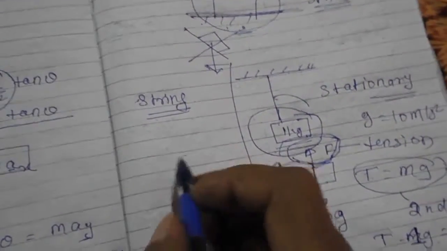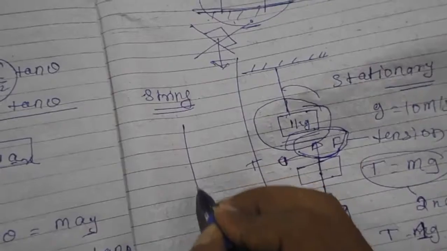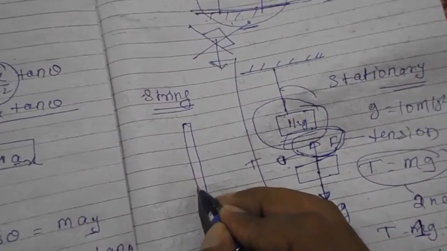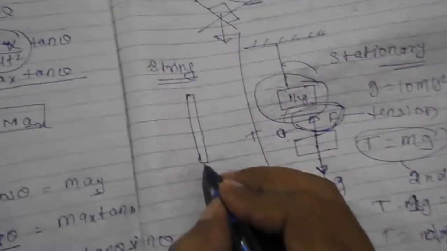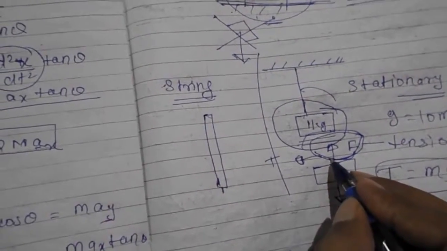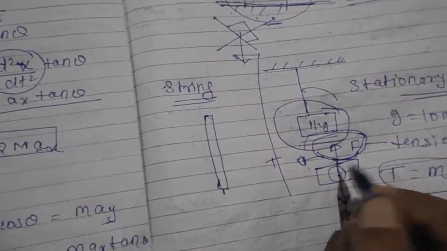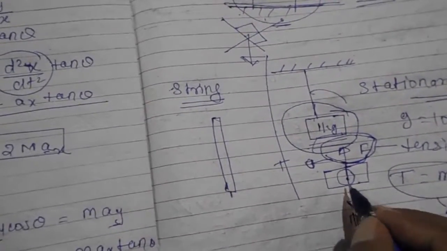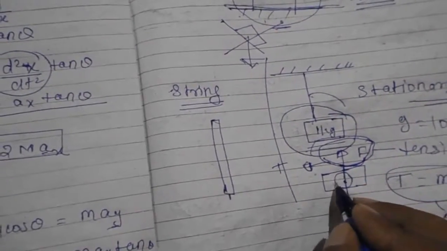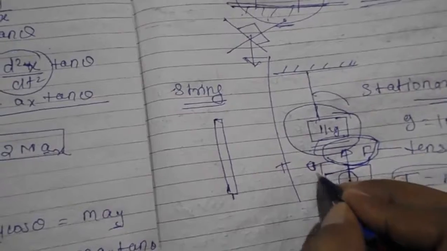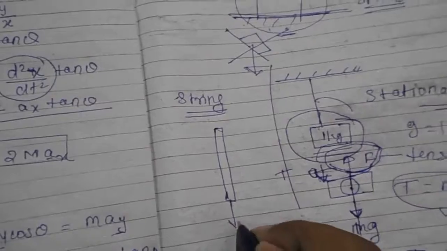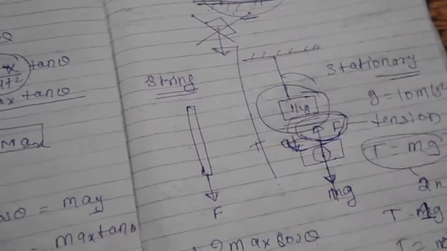Yes, of course it will apply. So what should be the action? This is my string, let me make it slightly thick to understand it. This 1 kg block will also apply a force on the string. What is the amount? F. What is the direction? Just opposite to it. So this is the direction of force F.